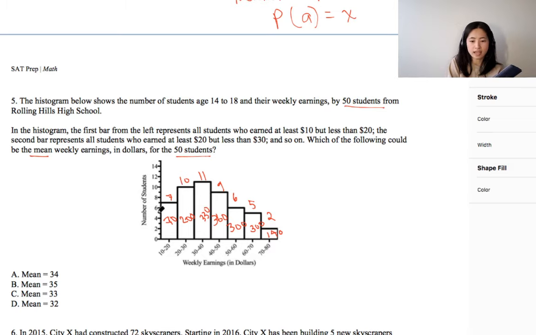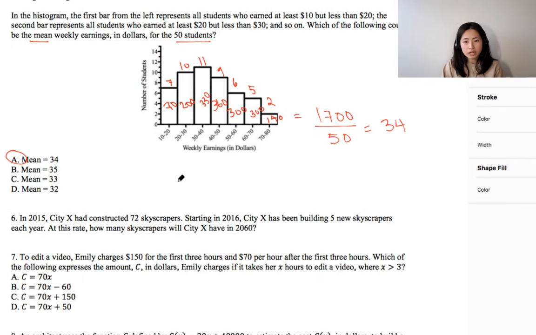So when you add everything up right here, you're going to get 1,700, right? And you need to divide this by 50. So when you divide this by 50, you should end up with 34. So that's A in that case. Mean is just another way of saying it's the average, so the average when you have 50 students. So that's the mean weekly earnings.